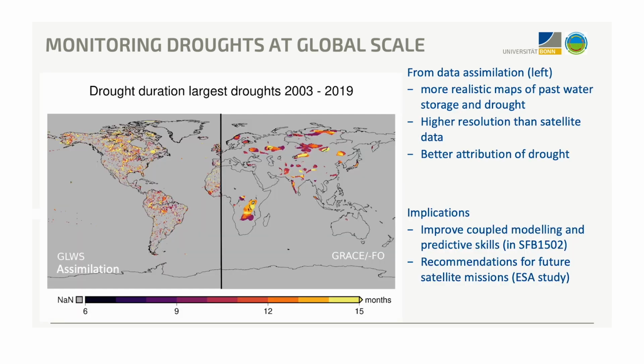And we also produce, of course, drought maps of this new information. On the right-hand side, this is what the satellites are able to produce. On the left-hand side, much more detail when you integrate this with the hydrological models. So the implications, I think, are manifold. This is also something we apply with coupled modeling in the SFB that Petra mentioned, but this is also a topic where we provide recommendations for future satellite missions to the European Space Agency.